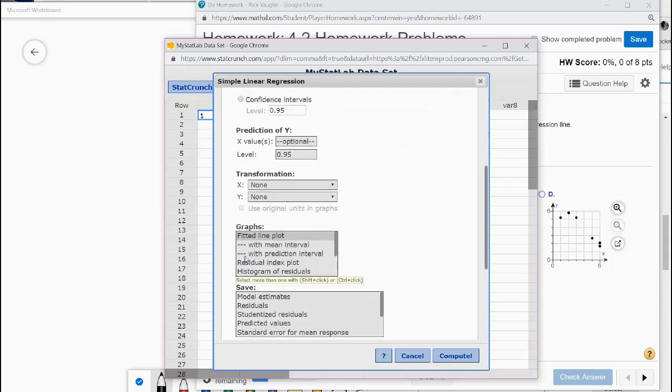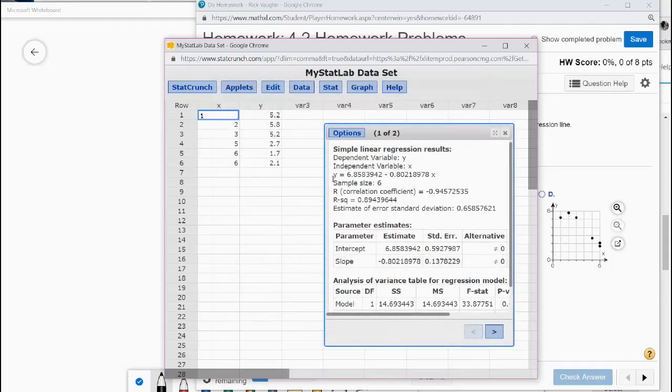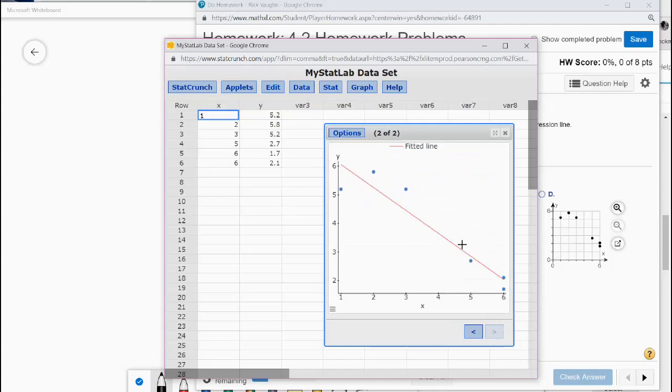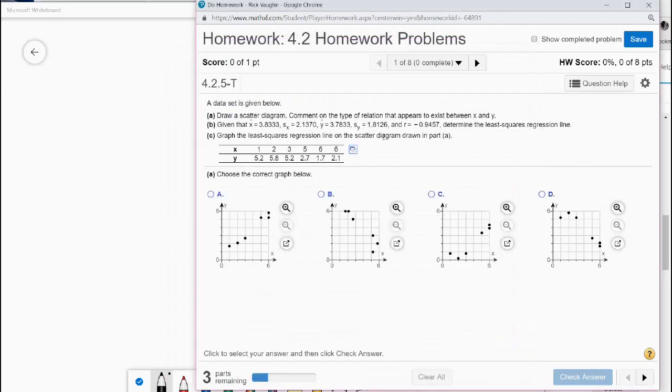Skip everything, but I want to go down here and make sure that I have this fitted line plot selected. Then I'll press compute. Here is the equation of the regression line. These are the coefficients. This will help you answer part B. There's a little arrow here, and it also says this is window number 1 of 2. If I go to the second window, here's the scatter plot with the regression line in red graphed on it. That will allow you to answer part C on this question. All right, so I'm going to close down my StatCrunch.